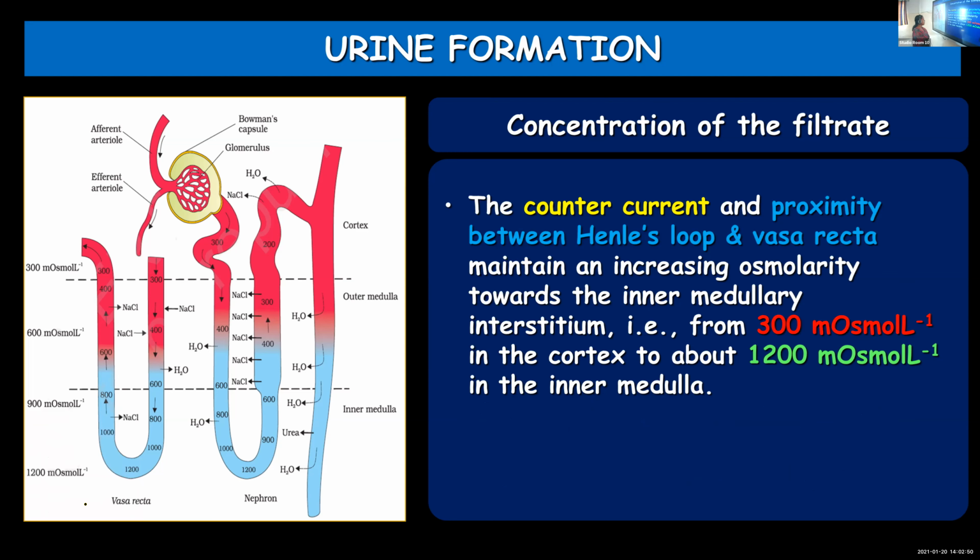I hope I have cleared. And the counter current and the proximity of Henle's loop and vasa recta being very closely arranged, this will help in maintaining an increasing osmolarity that you can see in the figure. Here in the beginning, the osmolarity was 300, but you can see gradually it is increasing to 1200 milliosmol per liter. That is a unit for osmolarity, milliosmol per liter.